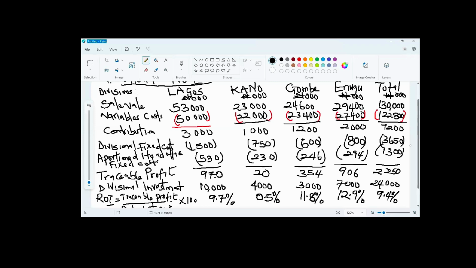What you are going to do is pick the profit here. That is, you are going to pick 2,250 divided by. Unpardonable error. So, if you have to comment on this, Enugu division is the best in terms of return on investments. All right. That is B Roma figure 1.